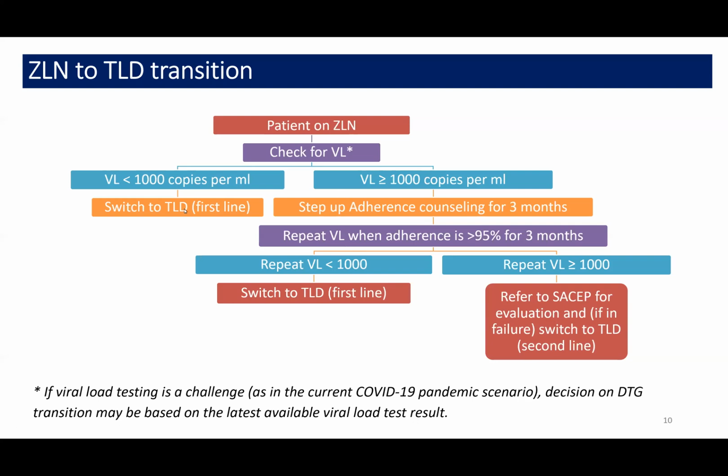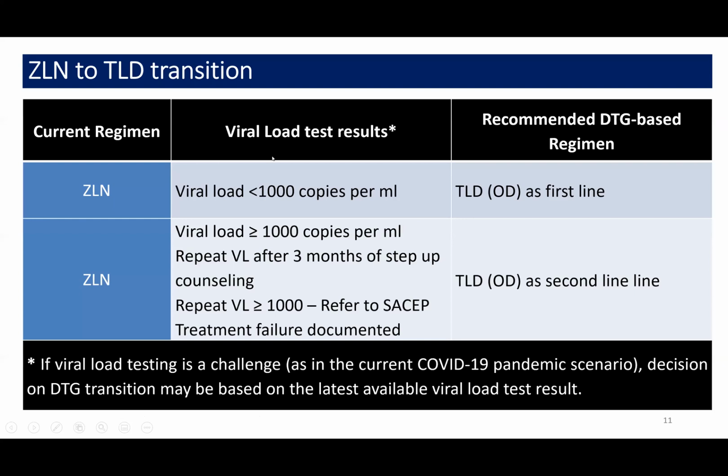So in summary, if the patient is on ZLN, you get viral load done. Viral load less than 1000, TLD as first line. If viral load is more than 1000 copies per ml, then you need to do step-up counseling for these patients, 3 sessions. If viral load is still more than 1000 copies per ml, then this patient will be given TLD OD as second line.